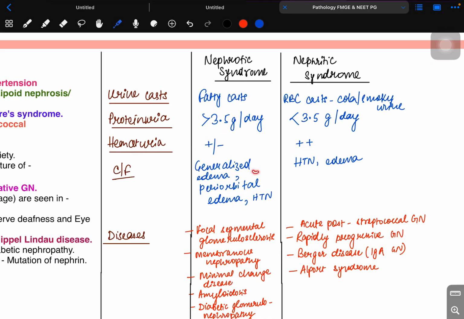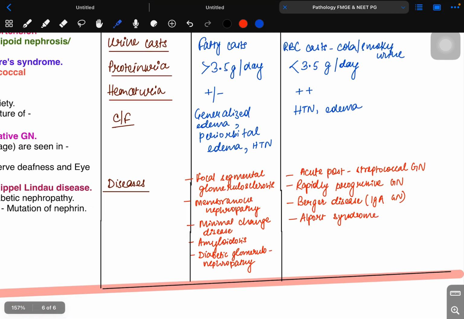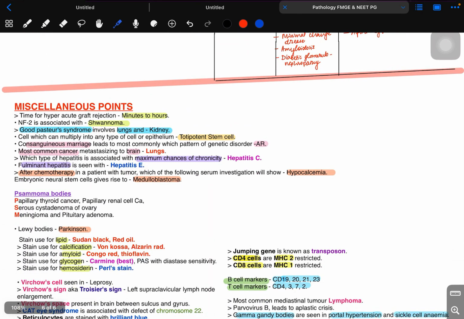Clinical features for nephrotic are generalized edema, periorbital edema and hypertension. In nephritic are hypertension and edema. Diseases for nephrotic syndrome are focal segmental glomerulosclerosis, membranous nephropathy, minimal change disease, amyloidosis and diabetic glomerulonephropathy. For nephritic, it is acute post-streptococcal glomerulonephritis, rapidly progressive glomerulonephritis, Berger disease, Alport syndrome.